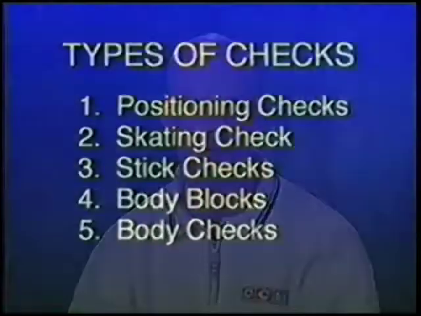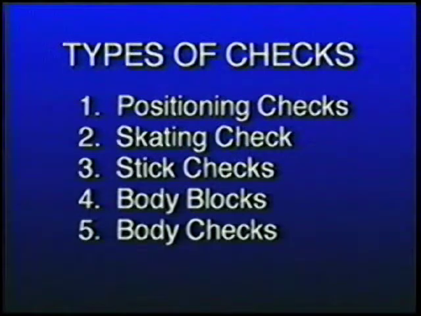There are actually 5 different types of checks. Positioning checks, which is the first line of defense. Skating checks, which is the second line of defense. Stick checks, which is the third line of defense. Body blocks, which is the fourth line of defense, and body checks, which is the fifth or last line of defense. All of these types of checks require an extremely high level of skating skill to execute.